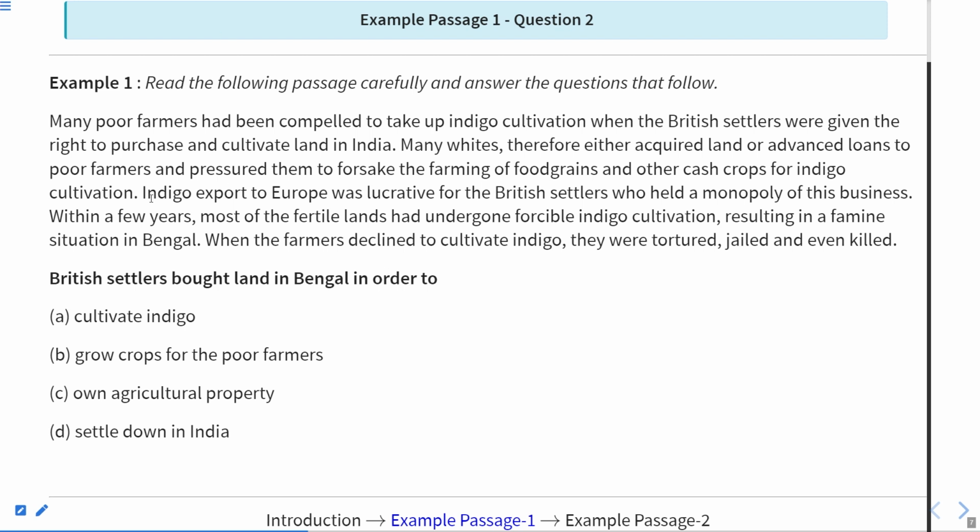Obviously, we know well that they purchase and cultivate land in India. Many whites therefore acquired land or advanced loans to poor farmers and pressured them to forsake the farming of food grains and other cash crops for indigo cultivation. So just to cultivate indigo, they bought land. So the answer will be A.